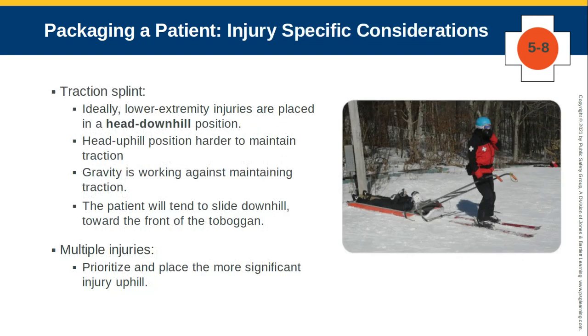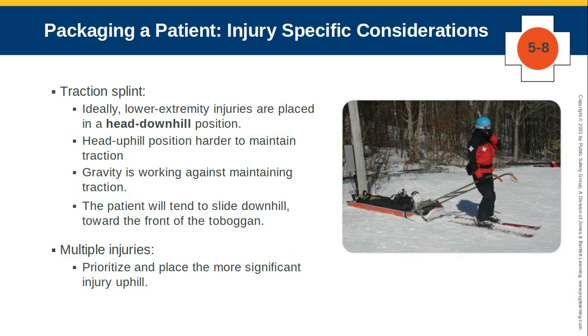For a traction splint, normally we might have the lower extremity injury, if they had a fractured femur, in a head downhill position. The head uphill position would be harder to maintain traction. Gravity is working against that traction, and if they slide downhill, that traction splint is going to collide with the front of the toboggan. So this is a great example of what we saw in the last slide, injury uphill. And we see it in this picture that we see here. We have a patient with a splint on their lower right leg, and that injury is uphill.